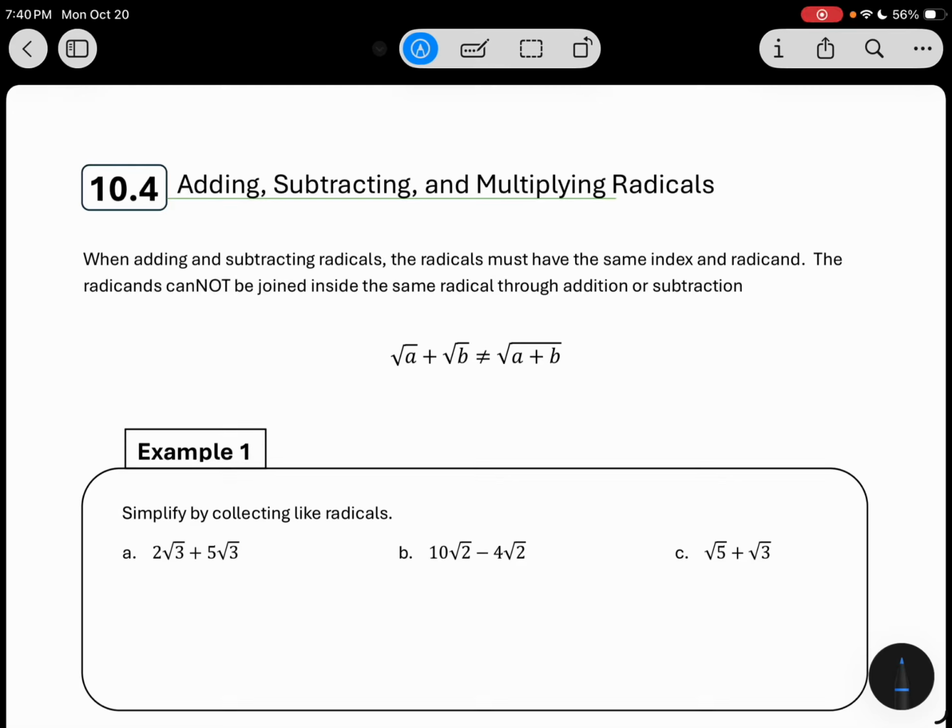Hello Math 1010. This is a video for section 10.4. In this one we are adding and subtracting and continuing with multiplying some radicals or some roots.